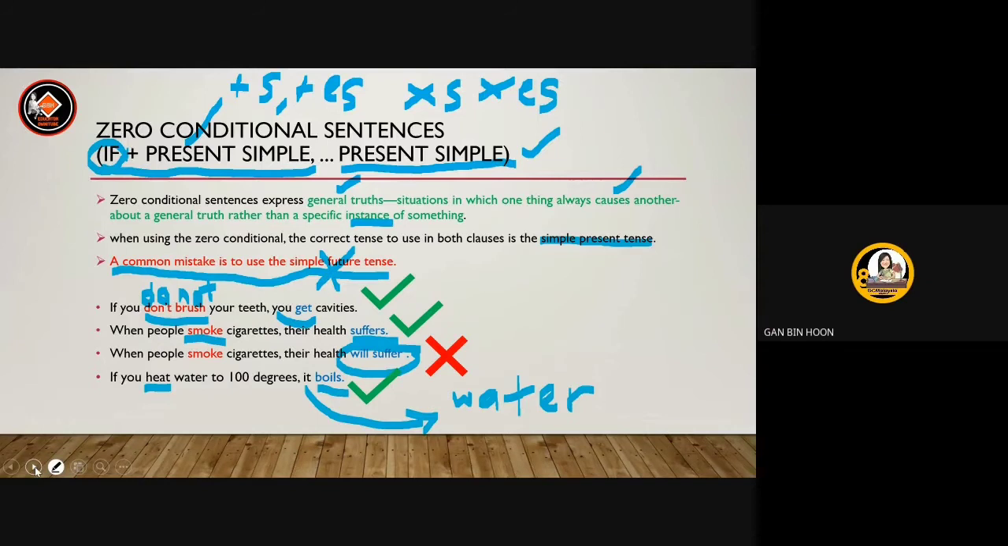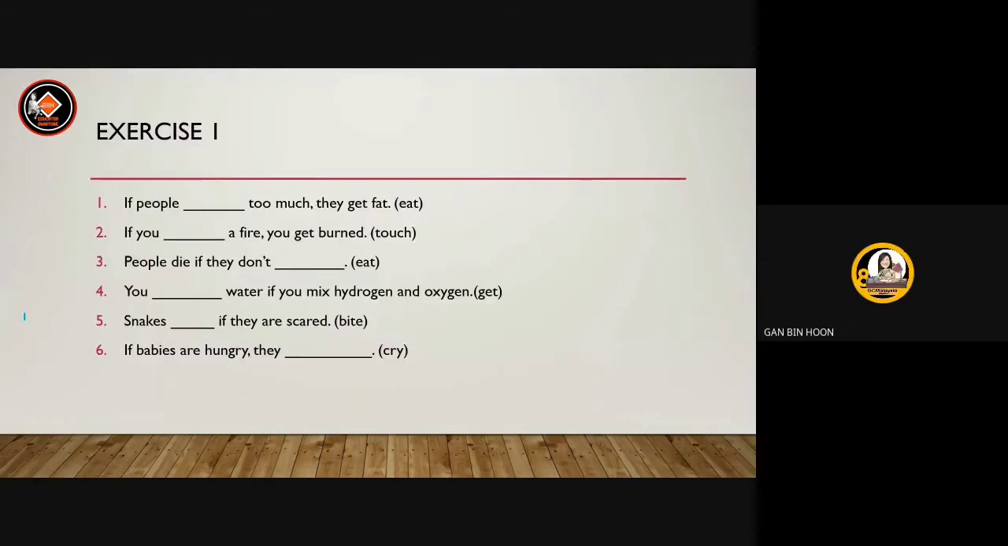Okay, let's look at the sample. Can you do the exercise now? One to six. Get a piece of paper and then write the answers. Okay?